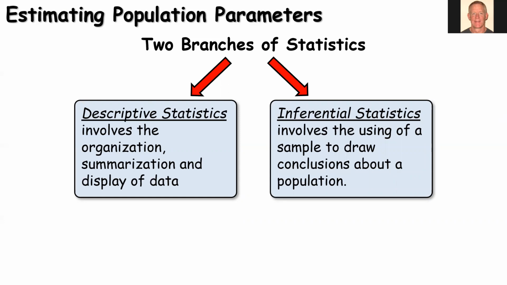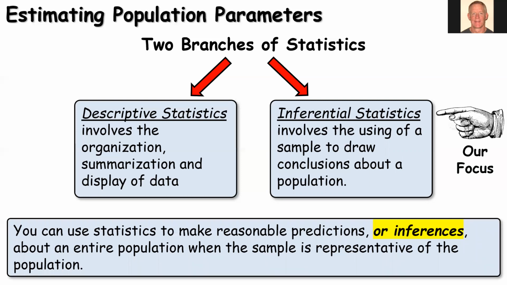Inferential, big word, inferential statistics involves using a sample to draw conclusions about a population. Okay, so sometimes we do both. We have to describe the statistics first, but the real value comes from drawing conclusions about the entire population from the statistics that we study from the sample. So that's where we're going to focus today. How do we draw those conclusions about the entire population?